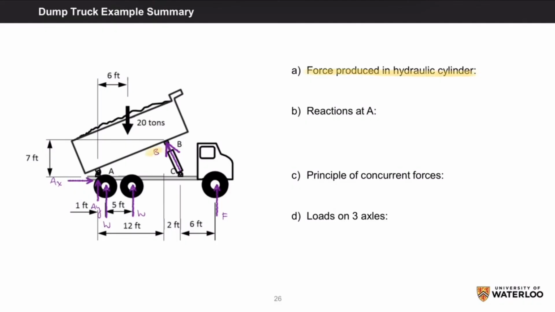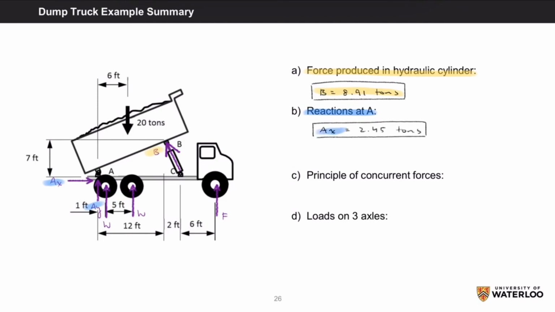To summarize all the parts to the question, we first found the force produced in the hydraulic cylinder B by treating it as a vector and performing a sum of moments about A, giving us a value of 8.91 tons for B. Then we found the reactions at A using our force balances in the X and Y directions, giving us a value of 2.45 tons for AX and a value of 11.43 tons for AY.